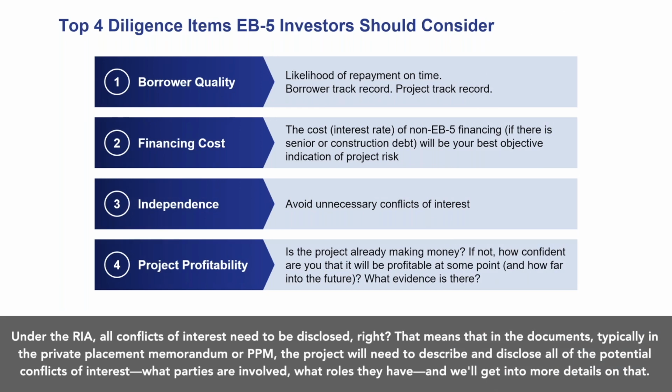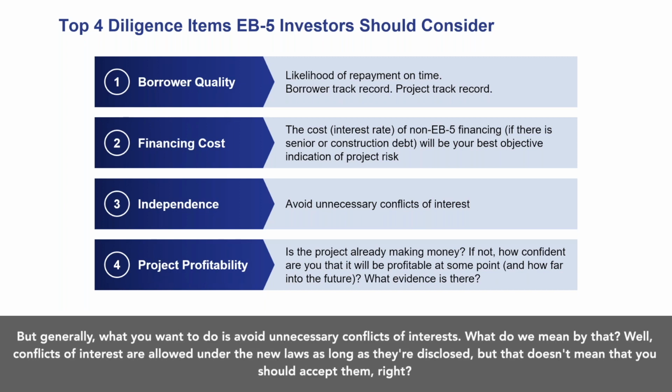Under the RIA, all conflicts of interest need to be disclosed, right? So that means that in the documents, typically in the private placement memorandum or PPM, the project will need to describe and disclose all of the potential conflicts of interest, what parties are involved, what roles they have, and we'll get into more details on that.